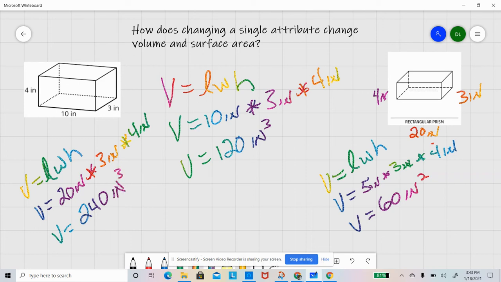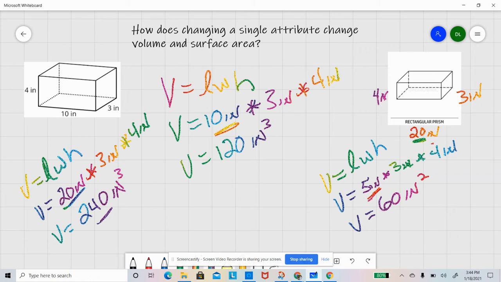Okay, so, oh, look what happened. If I cut it in half, my volume got cut in half. If I doubled it, what happened? I doubled my volume. So it's a proportional relationship, right? Whatever I did to the single attribute, that's what happens to the volume of a rectangular prism if you change a single attribute. Volume follows the change.